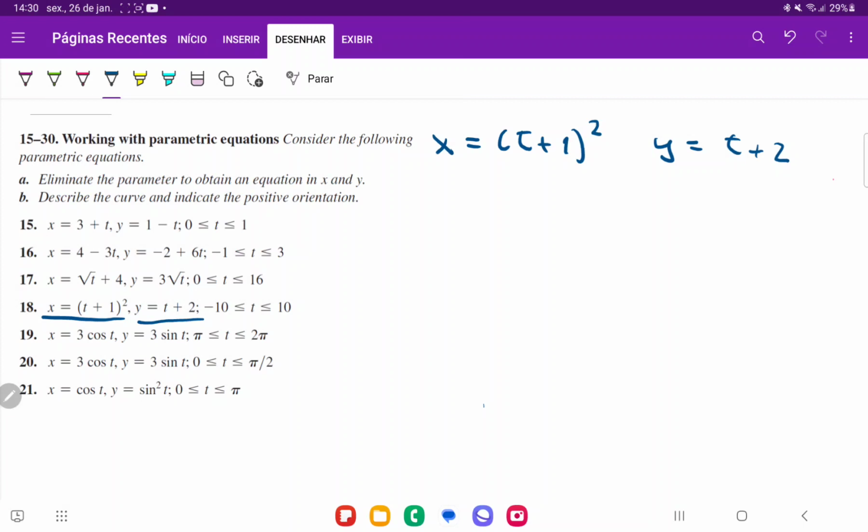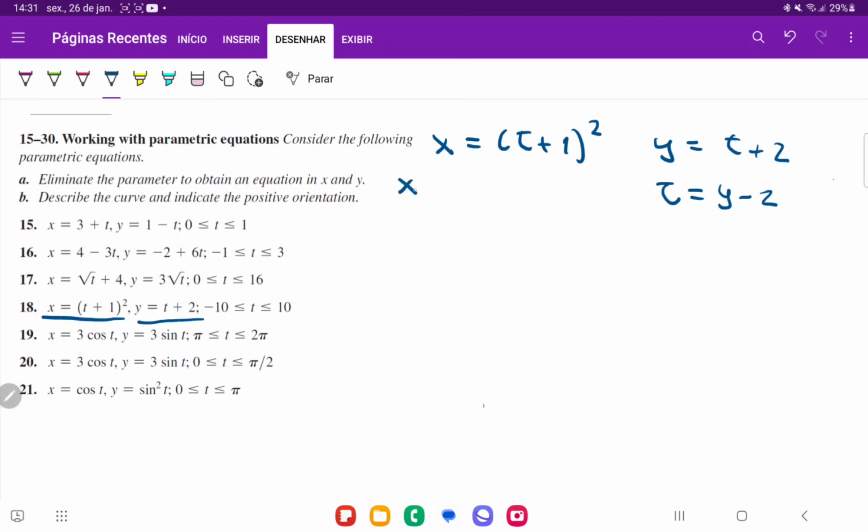To eliminate the parameter, we first have to isolate t, either in terms of x or in terms of y, and then plug that value of t into the other equation. The easiest way to isolate here is by isolating from y, because if I were to isolate from x, I would have to take the square root, and that would be plus or minus. So t is going to be equal to, I'm going to bring the 2 to the left-hand side, y minus 2. Once I have t in terms of y, I'm going to plug that in here because then I eliminate the parameter t.